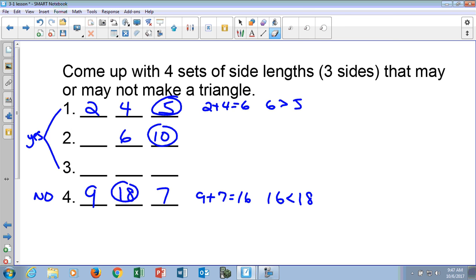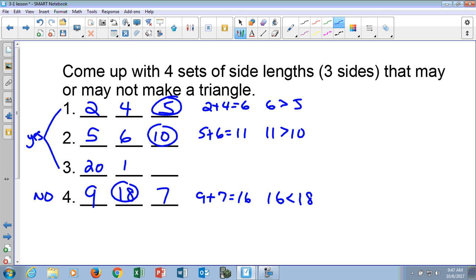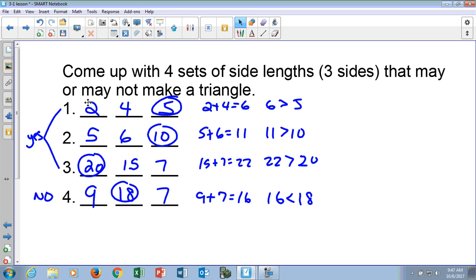Change a 3 to a 5? Okay, does it work now? Yeah, 5 plus 6 is 11. 11 is greater than 10. All right, last but not least, Ashley. 20, 15, and 7. So there's the longest side. Does this work? Yeah, 15 plus 7 is 22. 22 is greater than 20. All right, excellent.